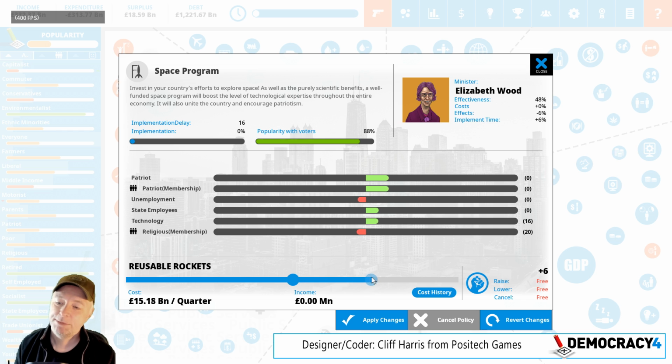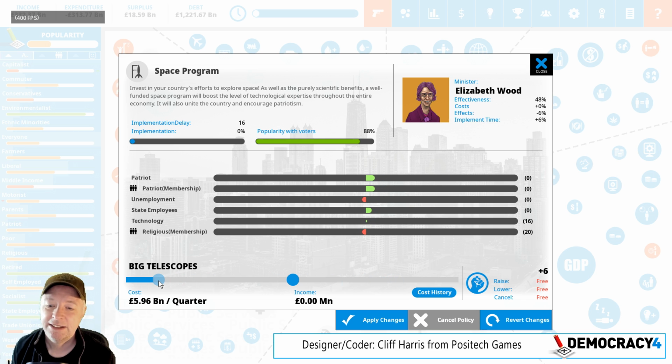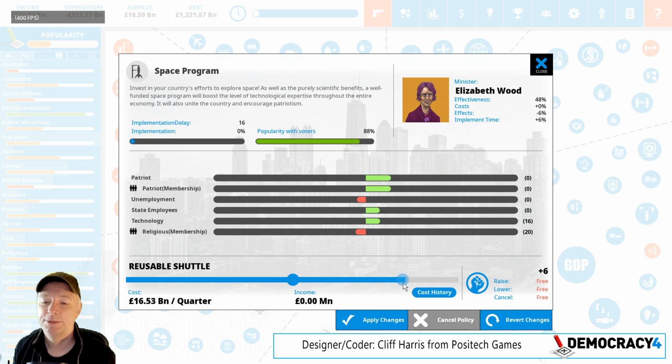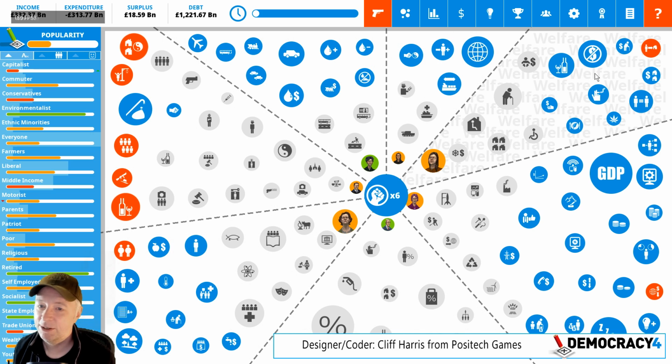One of the reasons I'm doing it is because look, reusable rockets. I know it's silly, but when we first did it, we had telescopes, big telescopes, arrays of telescopes, satellites, unmanned probes, reusable shuttle and space station. There's a new thing. Elon Musk, SpaceX, reusable rockets are a thing. I just thought I'd mention it because I think it's quite fun to put in stuff like that.